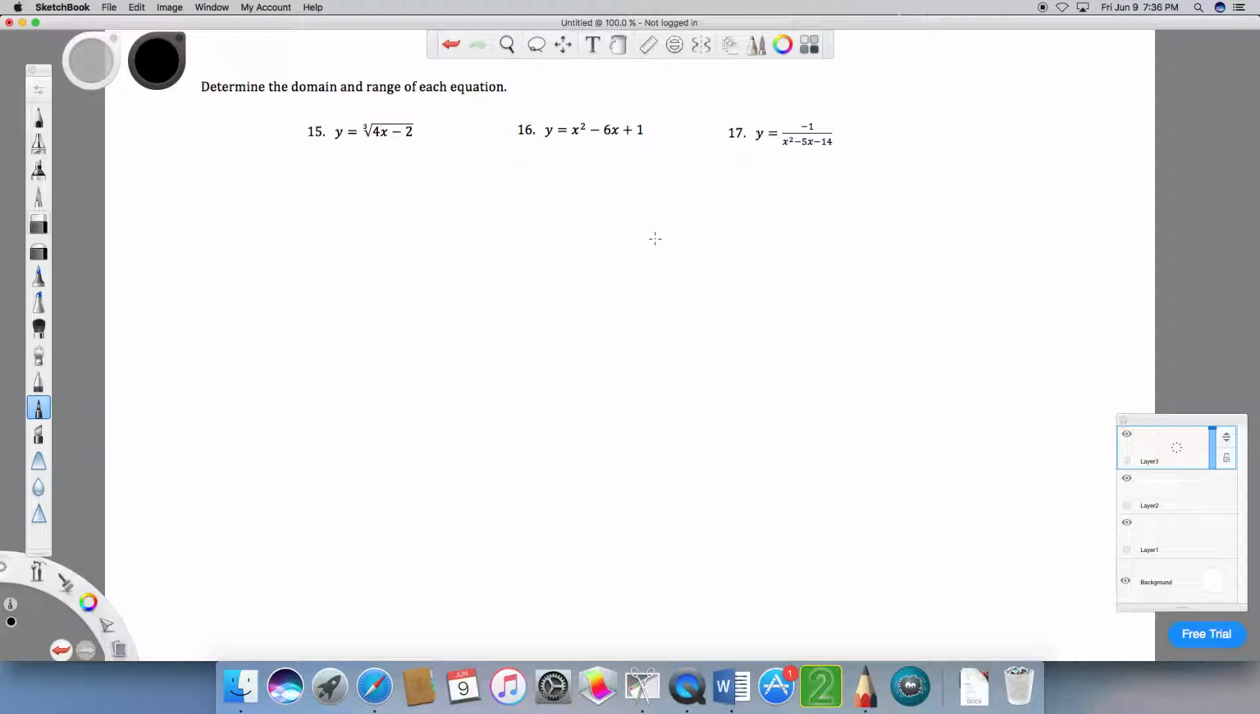So let's jump in and take a look here at number 15. This is the cube root, and this is an odd root. It's okay to take the cube root, odd roots of negative numbers. So there is no variable in the denominator. There is no variable underneath an even root. So the domain for number 15 is all real numbers.